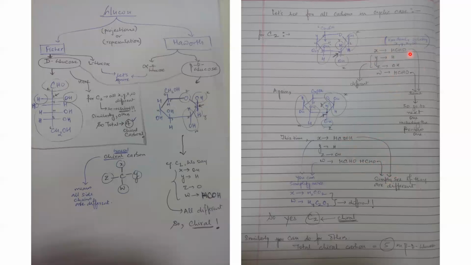Here, when you did it for the first time, maybe you were stuck because X and W are the same. So now you don't know whether it's chiral or not. So you can move further to find out that now X and W are different. So you would be able to figure out why W and X are different. So you can definitely say that this particular carbon is chiral as well.